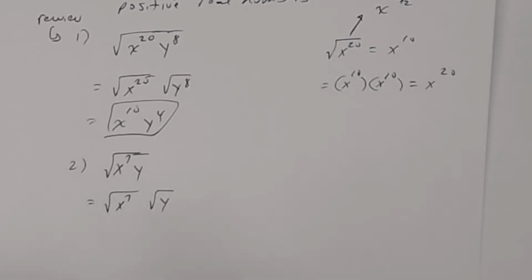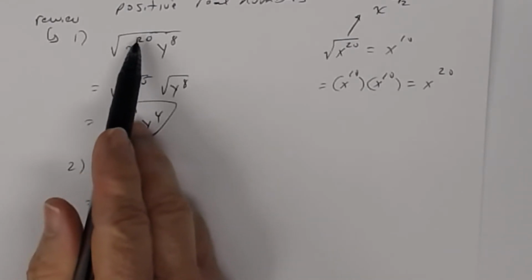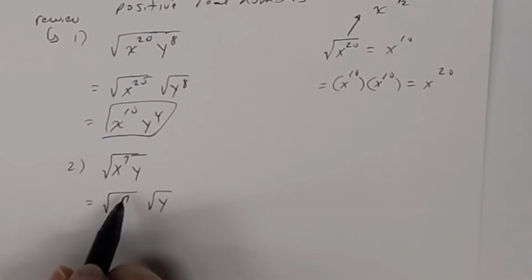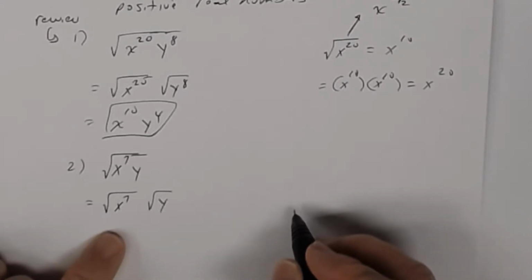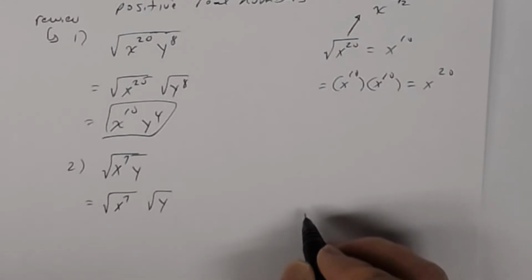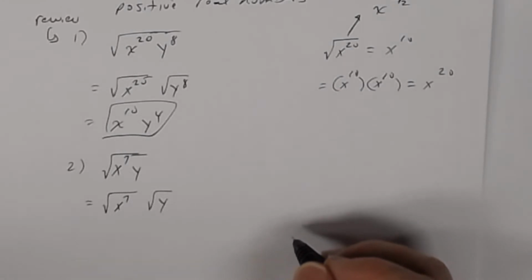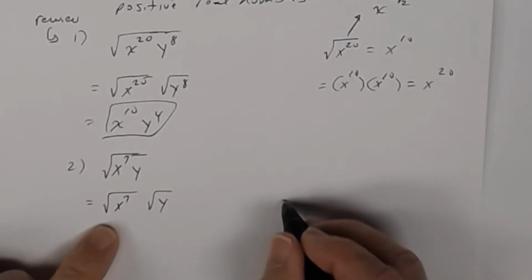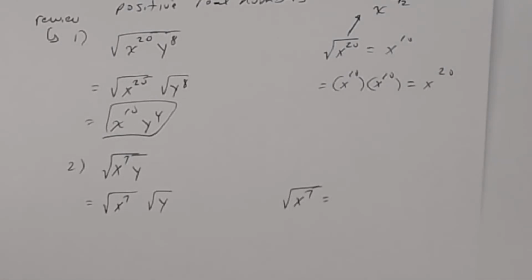All right, now this one is not as easy as this, right? Because the exponent here was divisible by the index. 7 is not divisible by 2. But let's talk about that. Let's go off to the side and kind of talk about that for a moment. Now we're going to deal with this in a couple of ways. It's important that you understand all those different ways that we're discussing this. All right, so let's look at the square root of x to the 7th. And here's one way I want you to think about this.